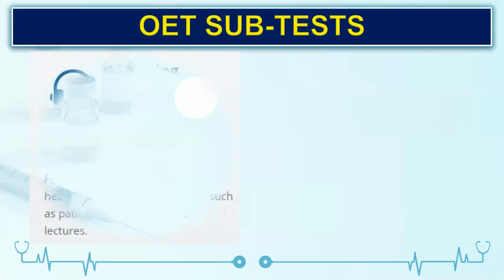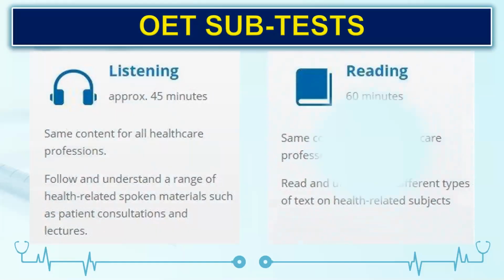First of all, the OET consists of 4 subtests. The first one is the listening subtest, then the reading subtest, the third one is the writing subtest, and the last one is the speaking subtest. The listening subtest lasts approximately 45 minutes, and the content is the same for all healthcare professions. Here you have to follow and understand a range of health-related spoken materials, such as patient consultations and lectures.